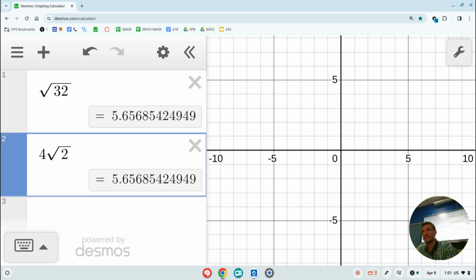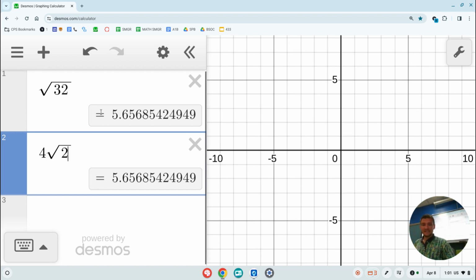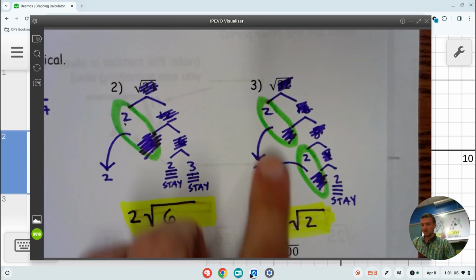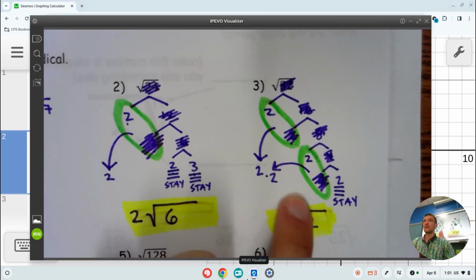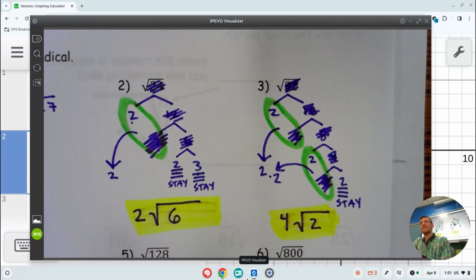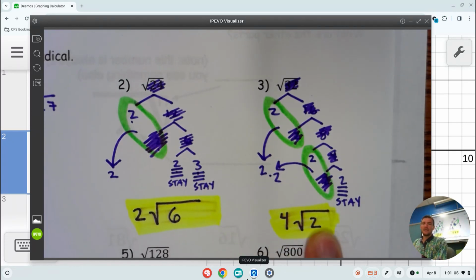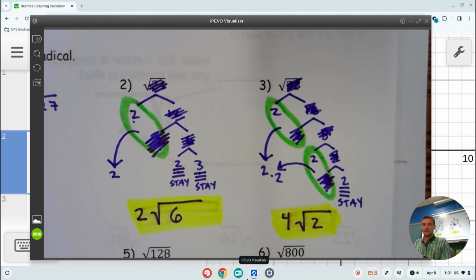What happened is this 32 has this extra 2 that just doesn't work. That extra 2 is just kind of messing us up. But the other pieces, the pieces that we got to circle, these pieces are perfect squares. And so we have a little bit that's perfect and a little bit that's not, and that's why we end up with some of it outside and some of it inside.